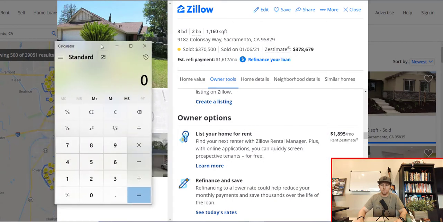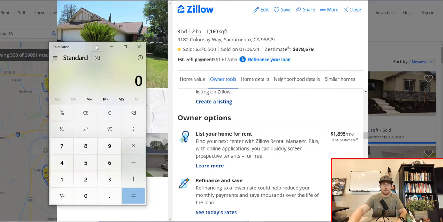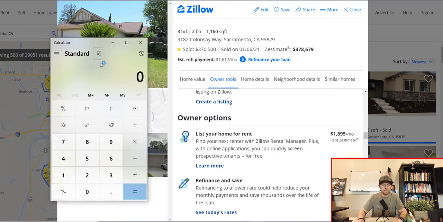We take the monthly rent, expected rent, $18.95, and keep in mind, this is just an estimate here. So we take $18.95, and we divide that by the purchase price, which is $370,500. That gives us an RV ratio, if you move the decimal point over, at 0.51%.